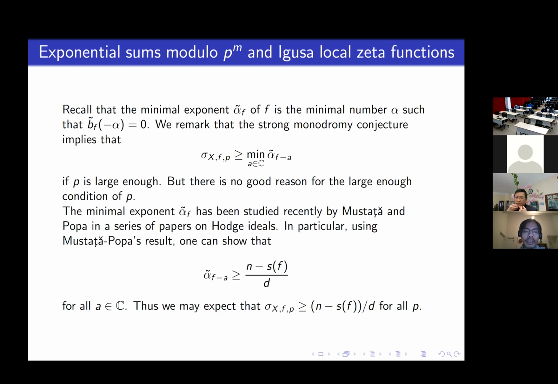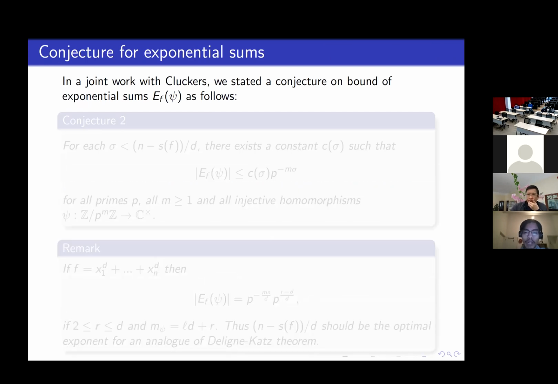Recently, Budur and Popa studied the minimal exponent alpha_f in a series of papers on Hodge ideals, and using the Budur-Popa result, we can show that alpha_{f-a} is at least n over d for all a in C. Because of this, we expect that sigma_{f,p} is at least n over d for all p. So now we have a lower bound for sigma_{f,p}.